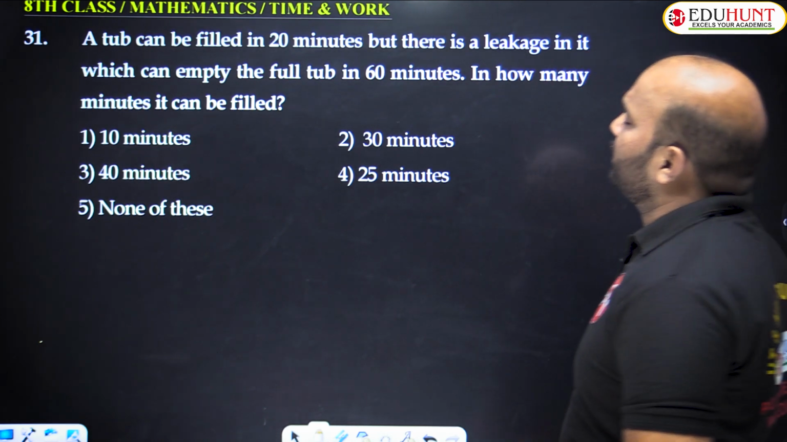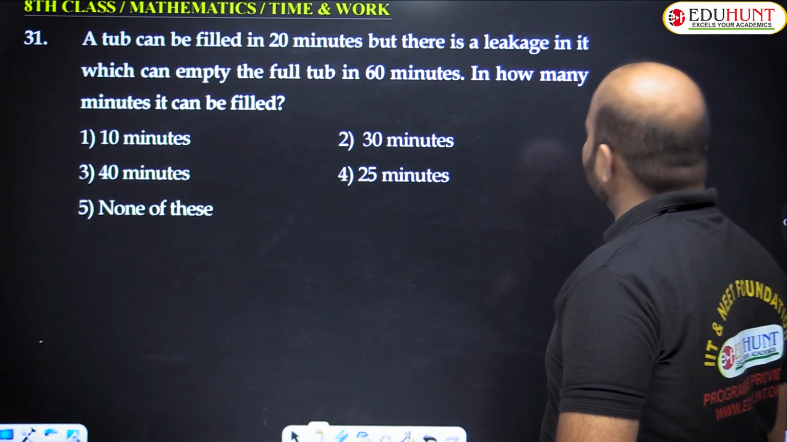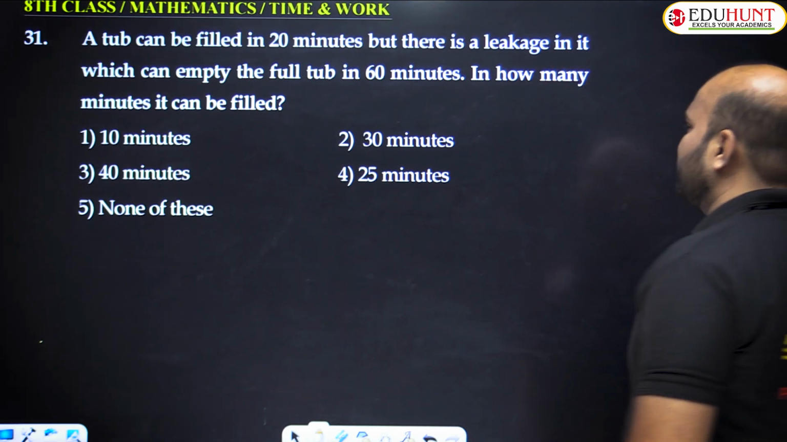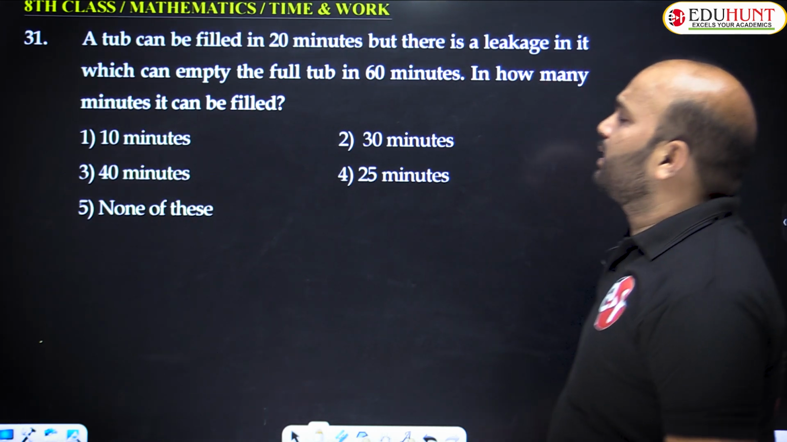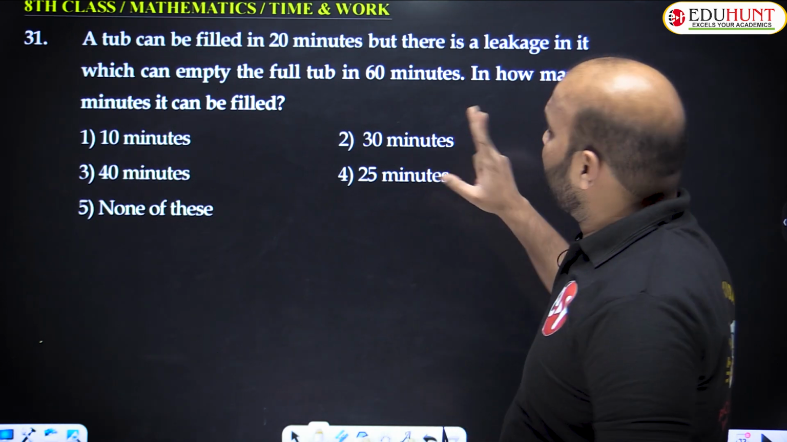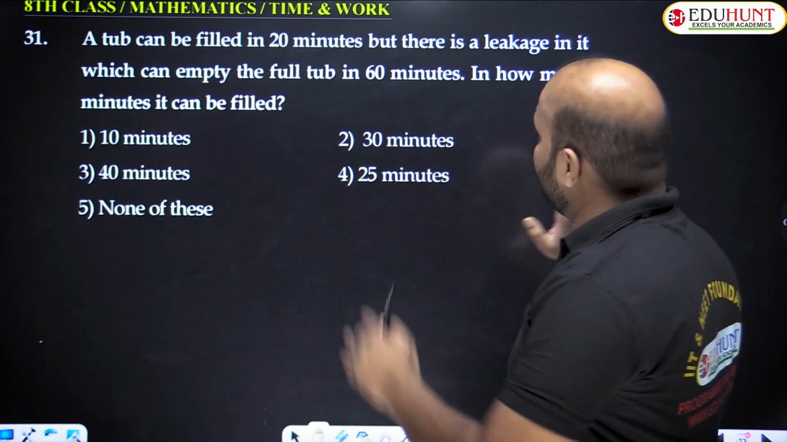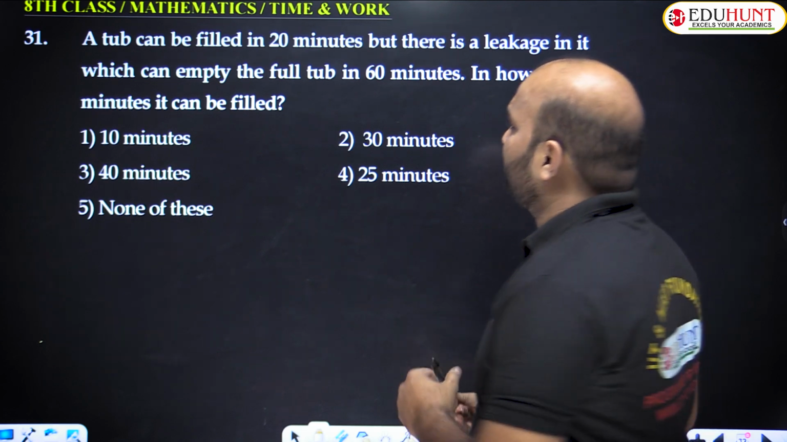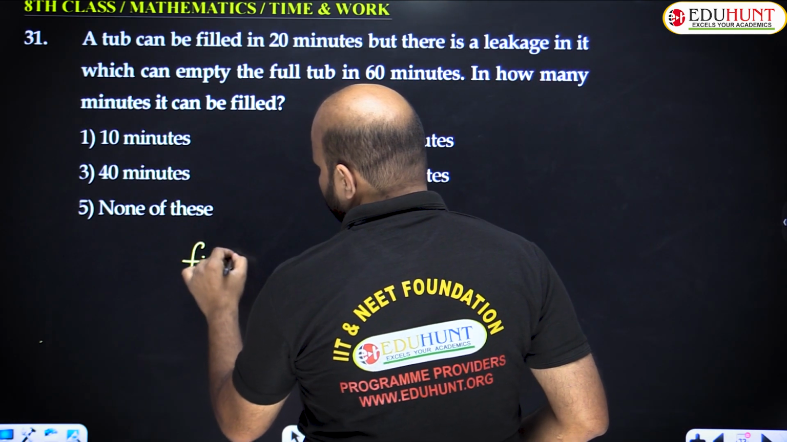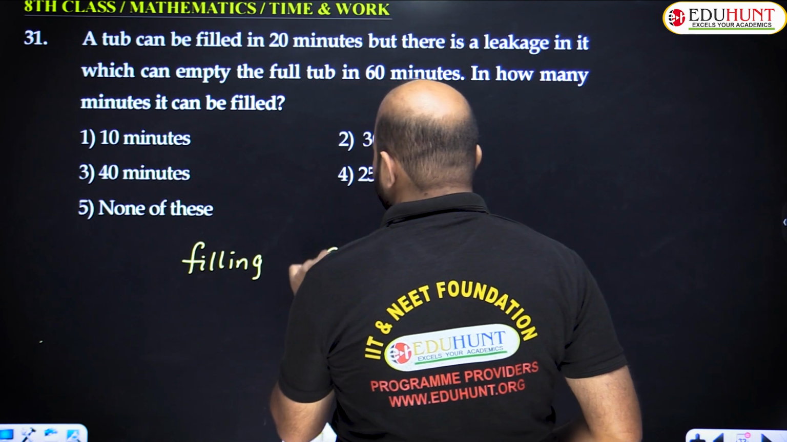A tube can be filled in 20 minutes, but there is a leak in it which can empty the full tube in 60 minutes. In how many minutes can it be filled? In that question we have to observe clearly: two pipes are connected to the tank. One is a filling pipe, another one is an emptying pipe.